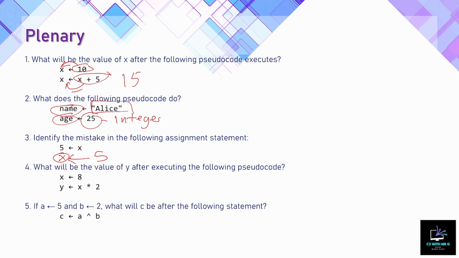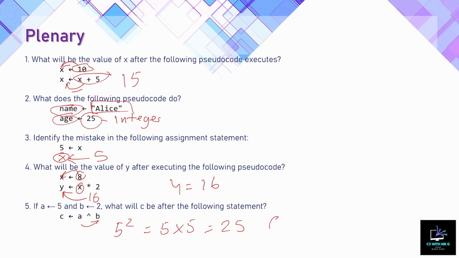What will be the value of y after executing the following pseudocode? Well, x is set to 8, so 8 is put into the variable x. Then y becomes x multiplied by 2. So x is currently 8, multiplied by 2 is 16, and 16 is put into y, so y would equal 16. And then finally, if a is set to 5 and b is set to 2, what will c be after the following statement? So c becomes a to the power of b, so it's 5 to the power of 2, which simply equals 5 times 5, which equals 25.